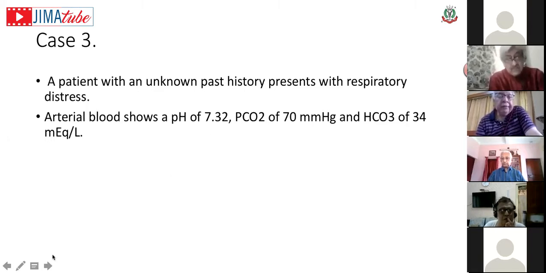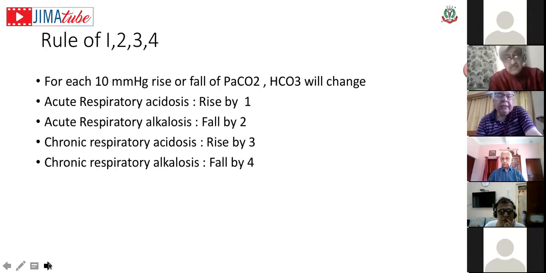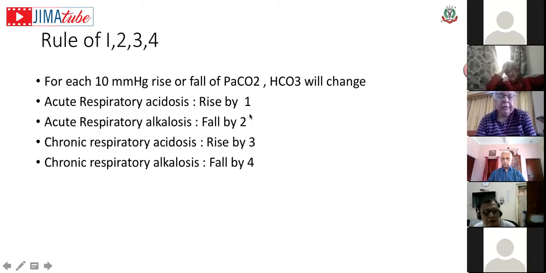First of all, pH is low, so this is acidosis. PCO2 is high, so this is respiratory acidosis. Now, as we discussed last time, the rule of 1, 2, 3, 4. For each 10 millimeter rise or fall of PCO2, bicarb will change in acute respiratory acidosis by 1, acute respiratory alkalosis by 2, chronic respiratory acidosis by 3, and chronic respiratory alkalosis by 4. So let's apply this rule here.